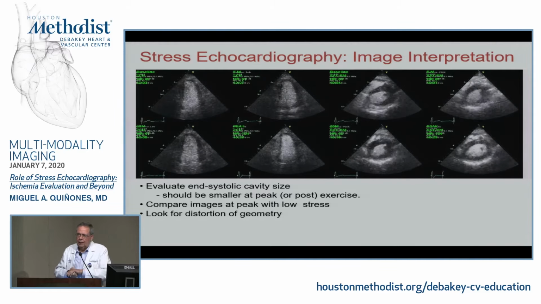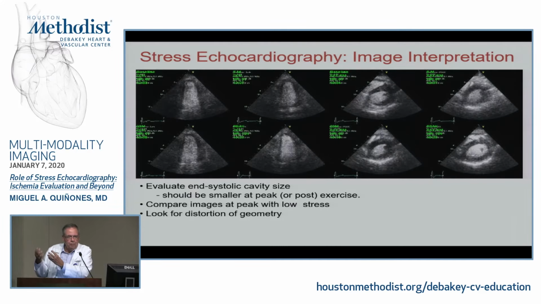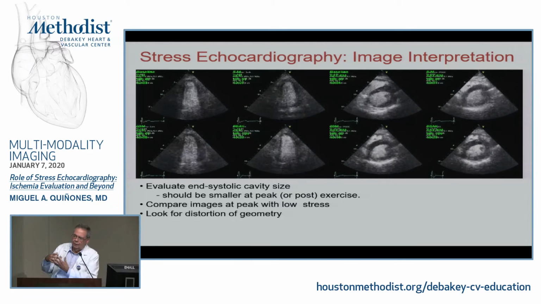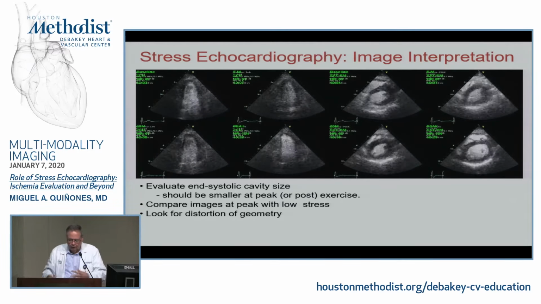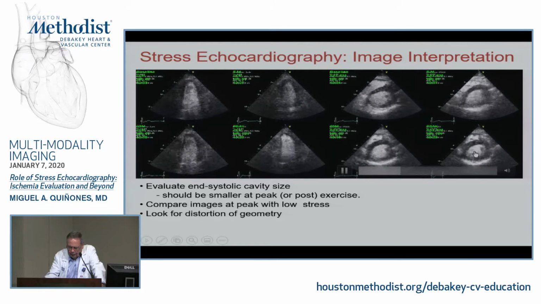Particularly when patients have resting abnormalities, this becomes very important, that we look at peak versus the best low stress, either for a bike or for a dobutamine. So if we do that, we will compare not this with this, but this with this, right? That with this. And what do you all think?